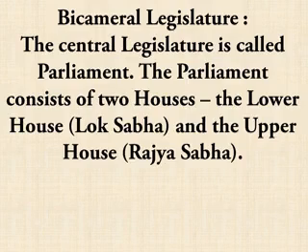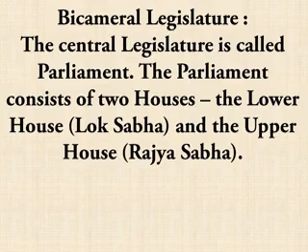Then we have the next one, bicameral legislature. We have a two-house system in making legislation, that is, making laws. The legislature is called the parliamentary system, and the parliament consists of two houses: one is the lower house and the other is the upper house. We call them the Lok Sabha and the Rajya Sabha.